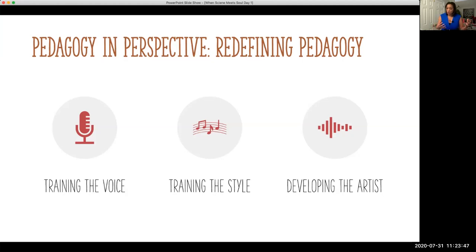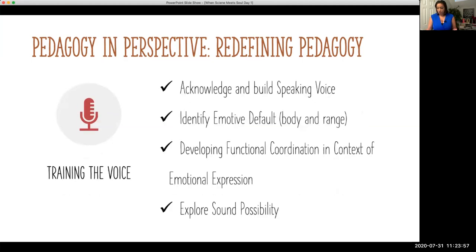So we're going to do this from training the voice. What does that mean in training the voice? What does that mean in terms of training the style? And what does that mean in developing the total artist? In terms of training the voice, I start by acknowledging and building upon the speaking voice.